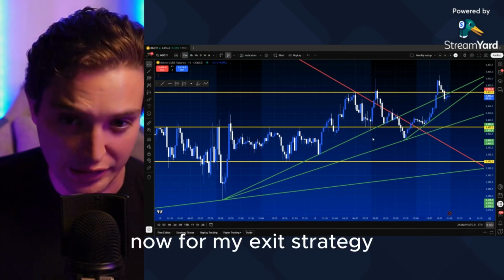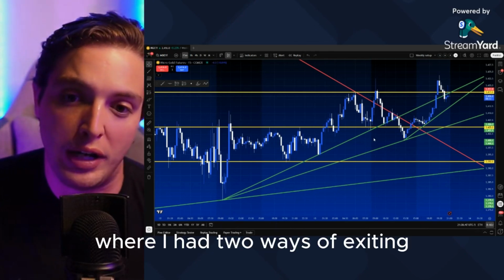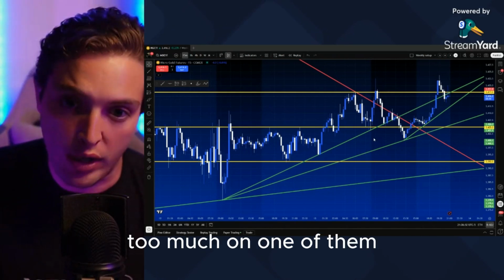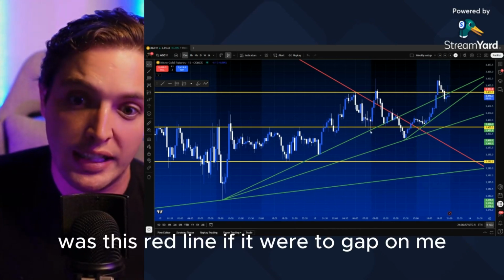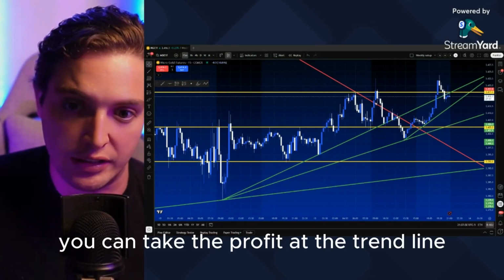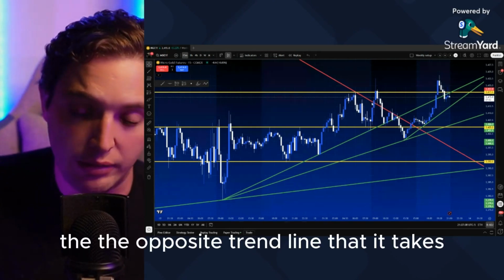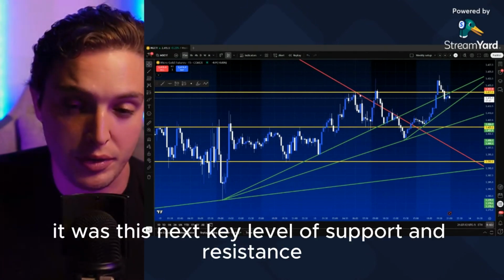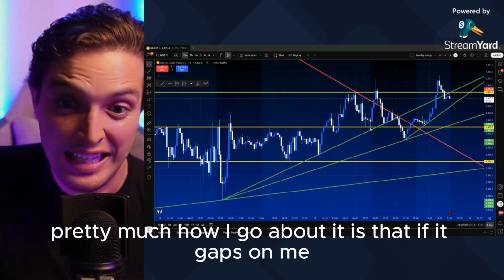Now for my exit strategy, I actually had a double-edged sword here where I had two ways of exiting, really three, but I wasn't really focused too much on one of them. And the one I wasn't focused on was this red line. If it were to gap on me, sometimes what you can do is take the profit at the trend line, the opposite trend line that it takes, or for me right here, it was this next key level of support and resistance.